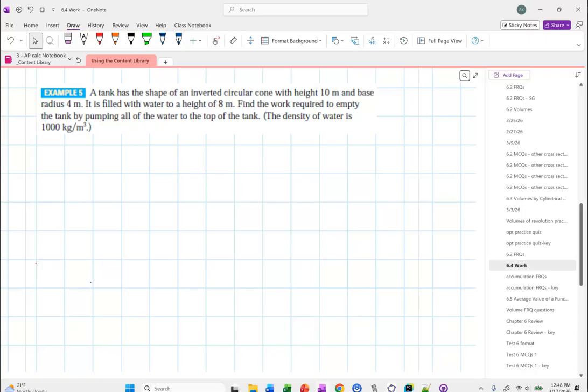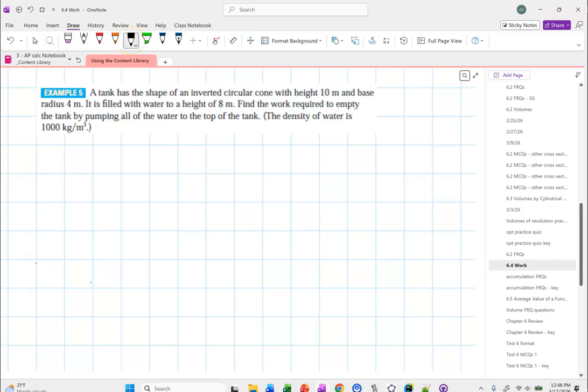Our last example here is all of your guys' favorite scenario. A tank has the shape of an inverted circular cone with height 10 meters and base radius 4 meters. It is filled with water to a height of 8 meters. Find the work required to empty the tank by pumping all of the water to the top of the tank. The density of water is 1,000 kilograms per cubic meter.